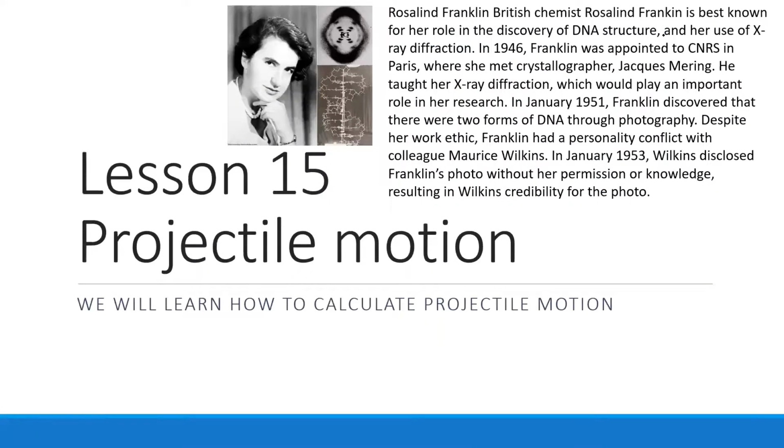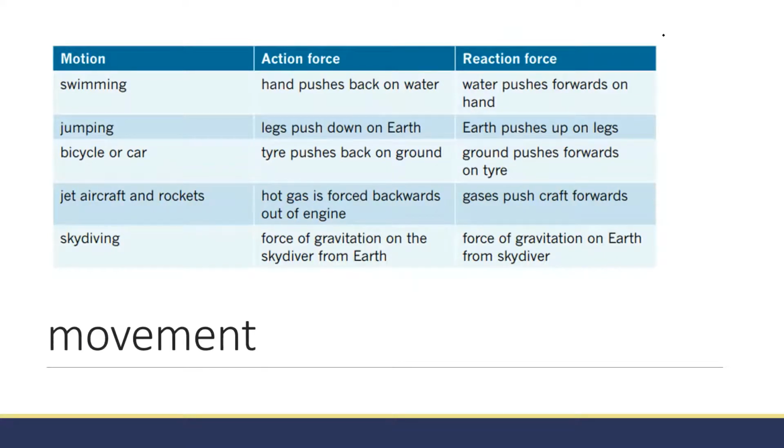So here are some more examples of Newton's third law. We've got swimming, which is what we just did. Your hand pushes back on the water, and so the water pushes forward on your hand, and your hand is attached to your body, so that allows you to go forwards. Here we've got the one that we just talked about, aircraft and rockets. Hot gases push backward, the gas pushes forward.